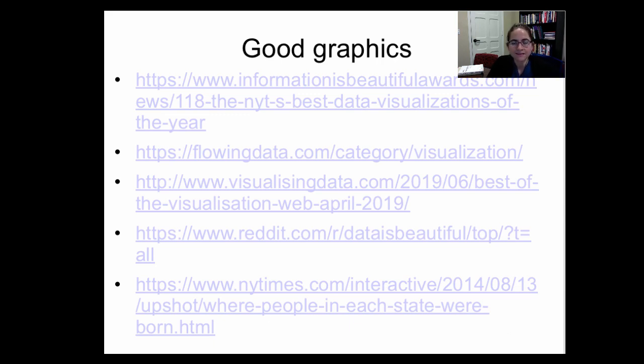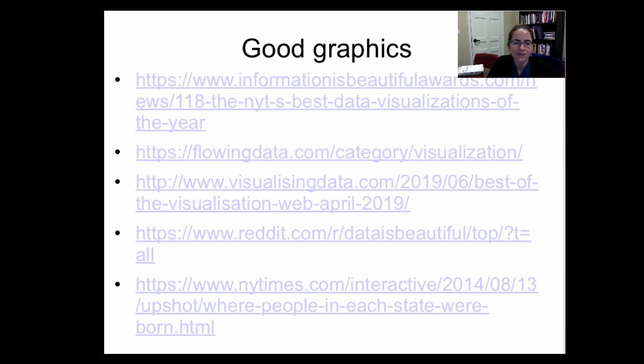The New York Times has some of the best graphic designers in the world. They have some of the best people trying to interweave visualizations, data, and storytelling together. So when you look at the New York Times, keep them in mind as potentially really valuable sources. Flowing Data has a bunch of really beautiful data sets. You've got some awards for the best visualizations of the web for various time periods. For those of you who use Reddit, there's an entire Reddit devoted to beautiful data.